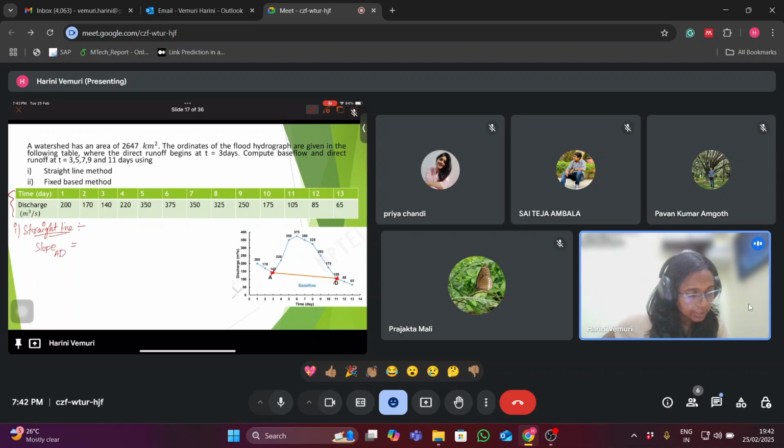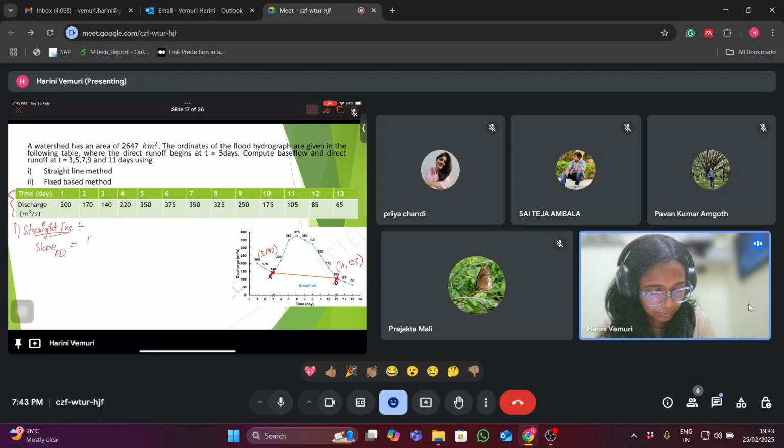How do we calculate the slope of AD? We know the ordinates are 140 and 105 meter cube per second at A and D respectively, and the time values are 3 days and 11 days at A and D respectively. So this point is 3 comma 140 and this point can be written as 11 comma 105. Between 2 points, we know how to calculate slope: y2 minus y1 by x2 minus x1. So it is 140 minus 105 by 11 minus 3.